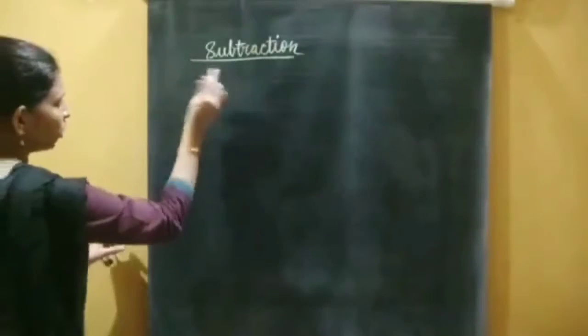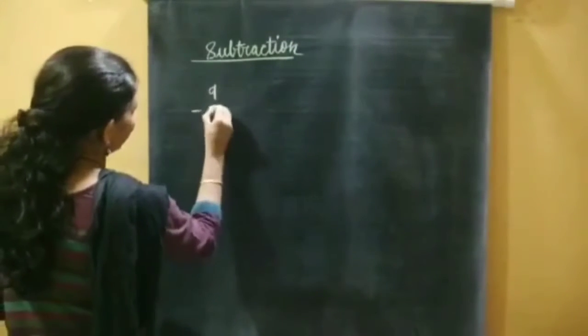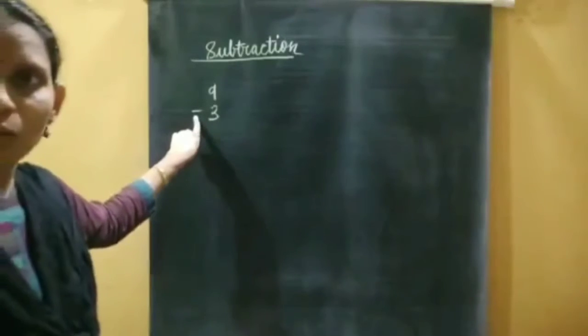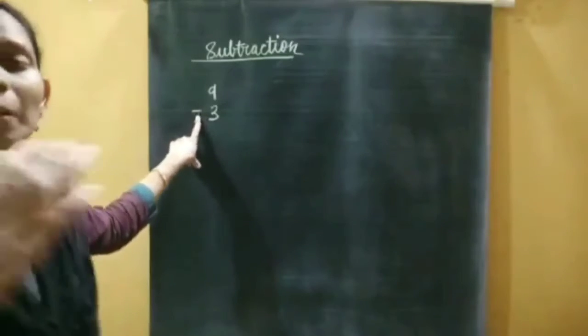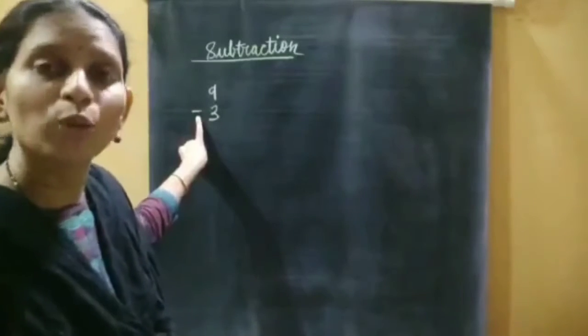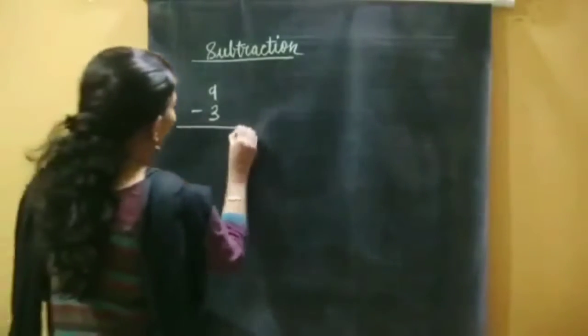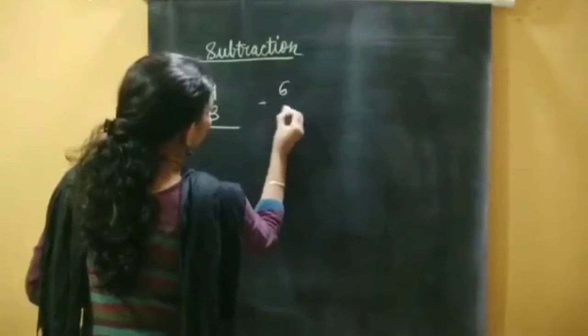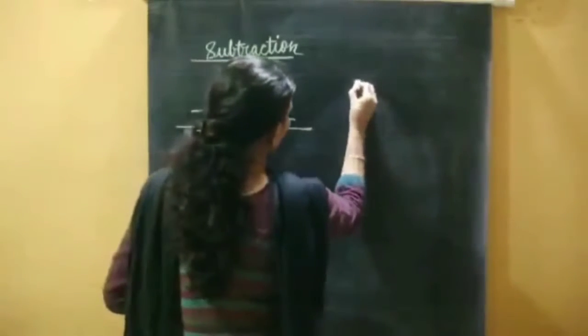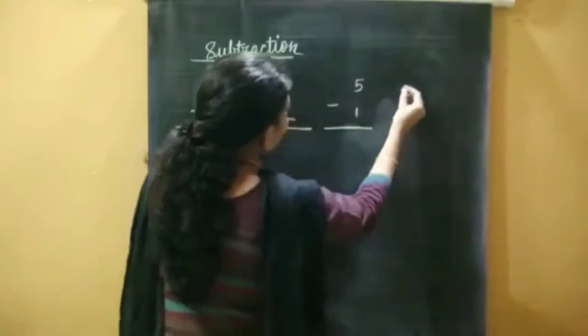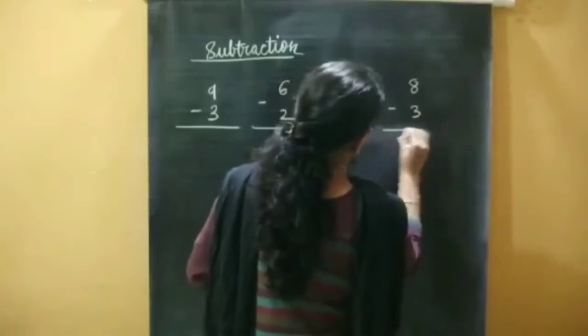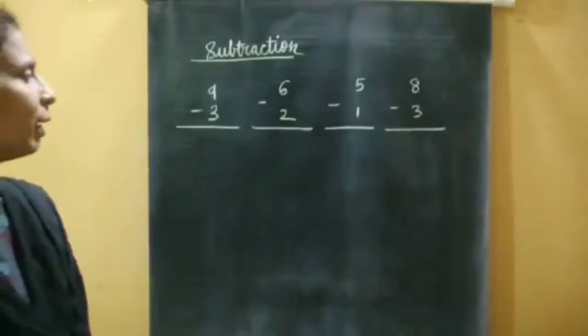So can you tell me 1 digit numbers? Which are the 1 digit numbers? Correct. 1, 2, 3, 4, 5, 6, 7, 8 and 9. These are 1 digit numbers. So I will write here some examples. 9 minus 3. So this is called the minus sign. What is this? Minus sign. Minus means what? Subtraction. To take away. To remove. Okay. So 9 minus 3, 6 minus 2, 5 minus 1, 8 minus 3. So these are some examples.